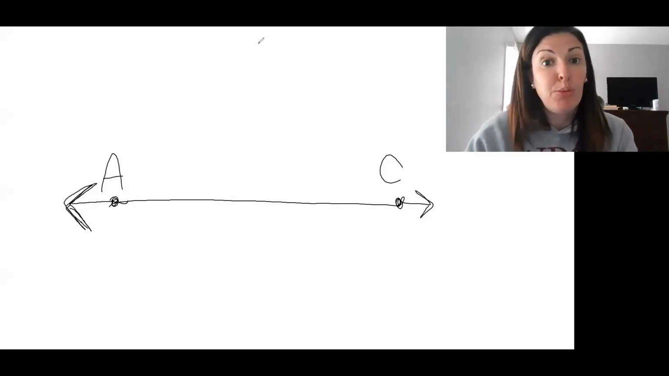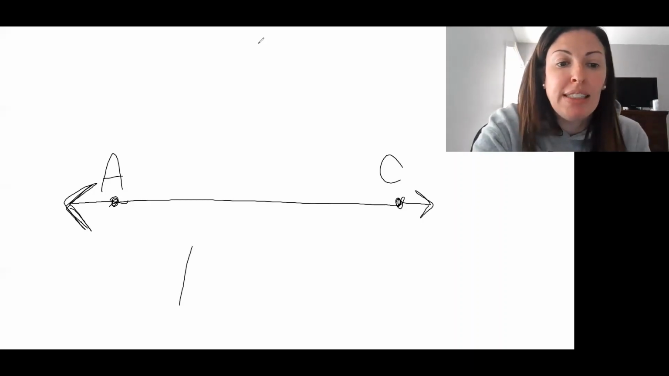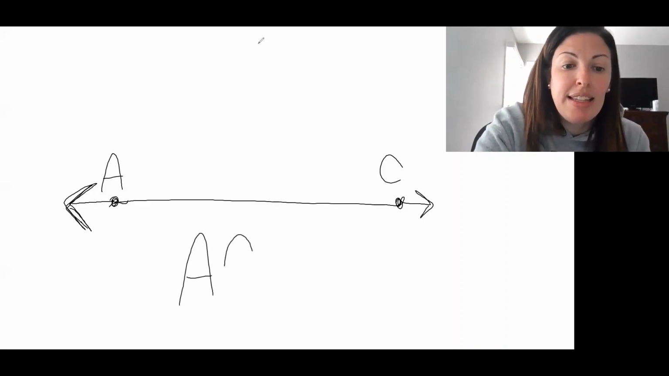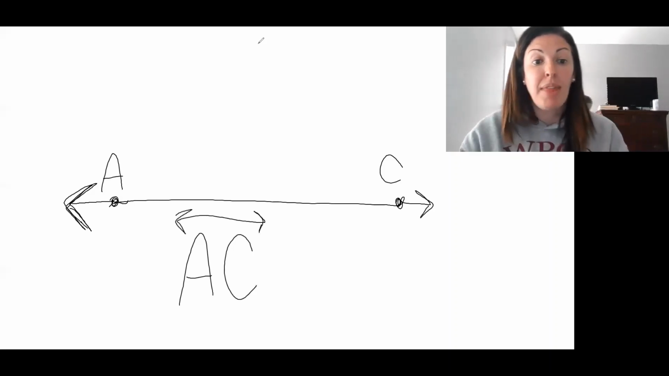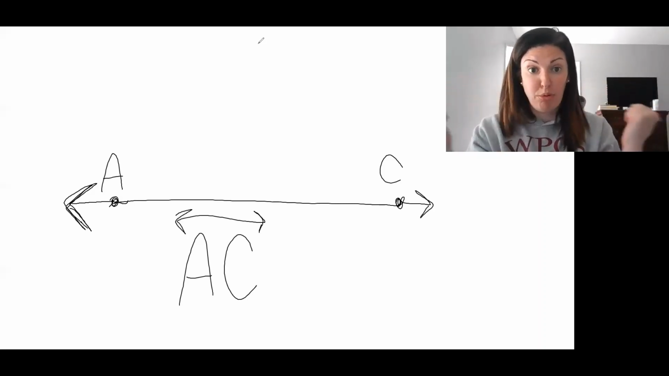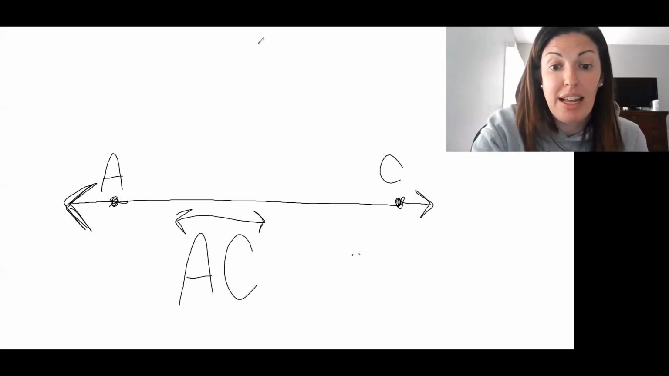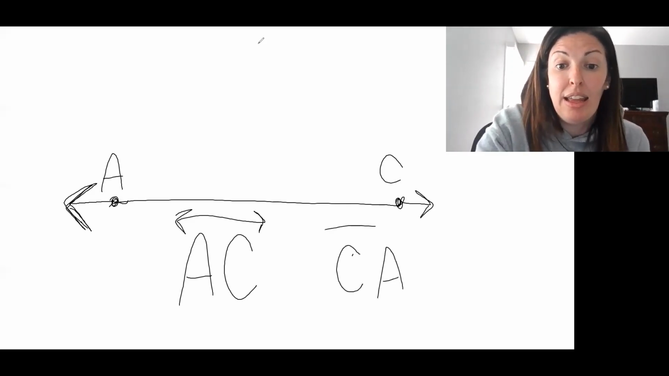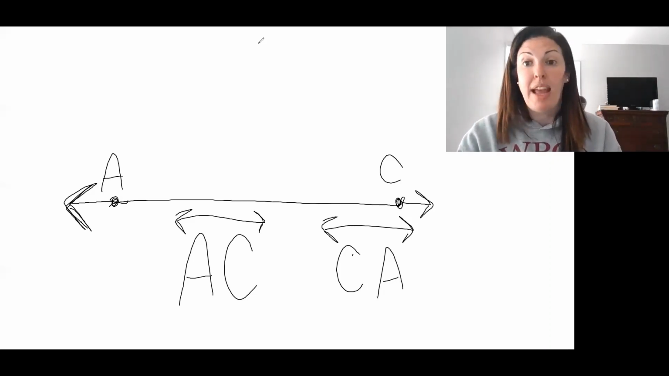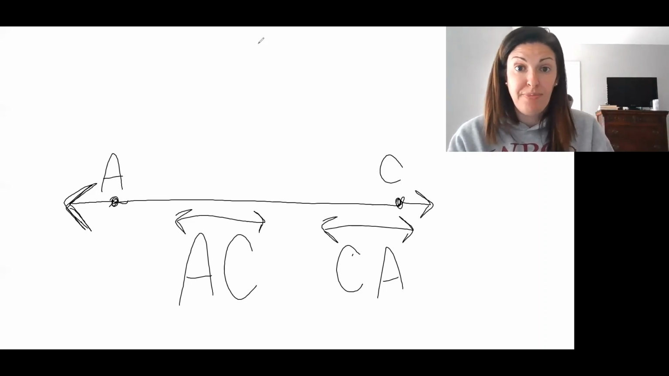And the way that we would write this, we could write this in two different ways. So we could write this as line AC, and make sure that you have the arrows on top of the A and the C, to show that it goes on in both directions. Or you could also label this as line CA, and again, make sure that you show with the arrows that it's a line, that it goes on in both directions.